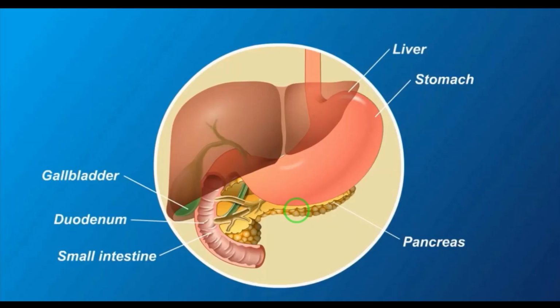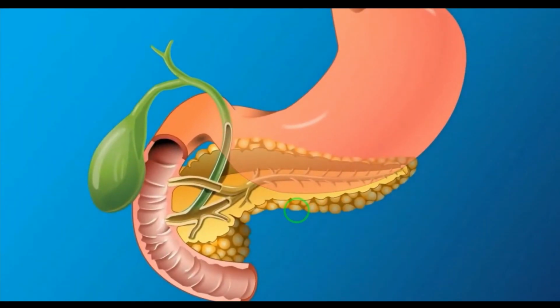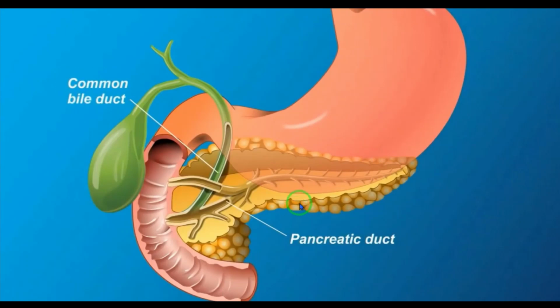It is 6 cm long and 2 inches wide. Then it has ducts: the pancreatic duct and the common bile duct. See, this is the pancreatic duct and this is the common bile duct.